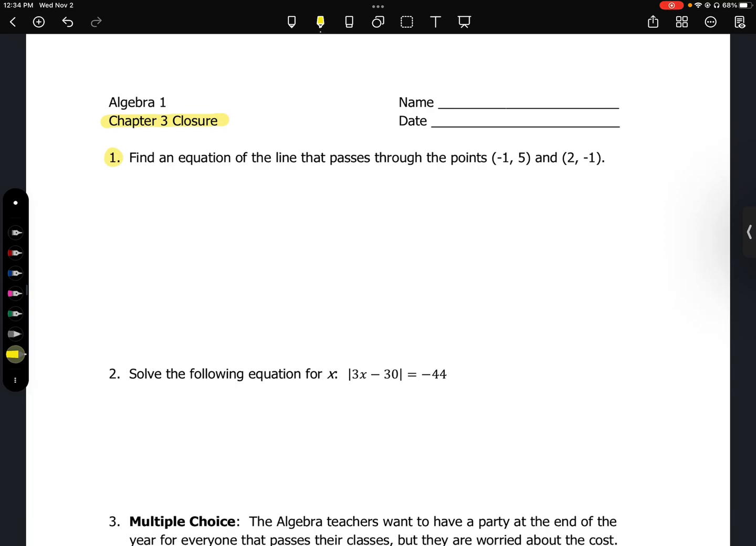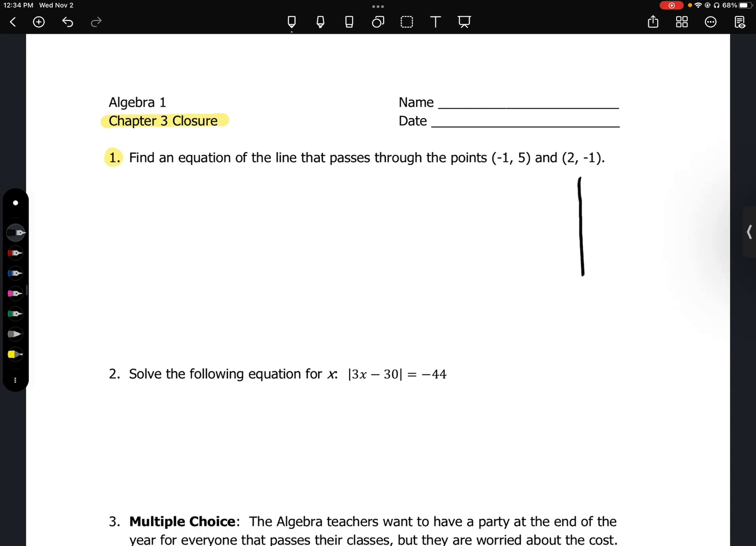So the first one we're going to look at is number 1 from the very start of it. And this didn't come from Chapter 3, this came from Chapter 2. It says, find an equation of the line that passes through the points -1, 5 and 2, -1.